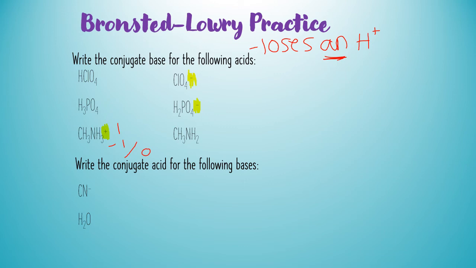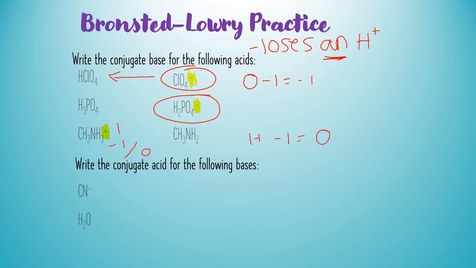Compared with these conjugate bases up here, they have a 1 negative charge because the acid didn't have a charge. So it's 0 minus 1, negative 1. That's what they have, a negative 1 charge, but because this was a positive 1, when you subtract 1, it's 0. No charge here.